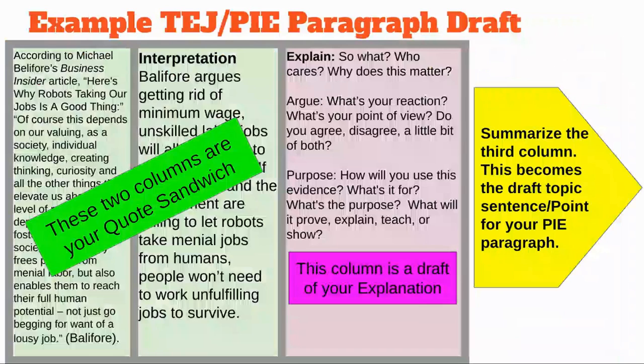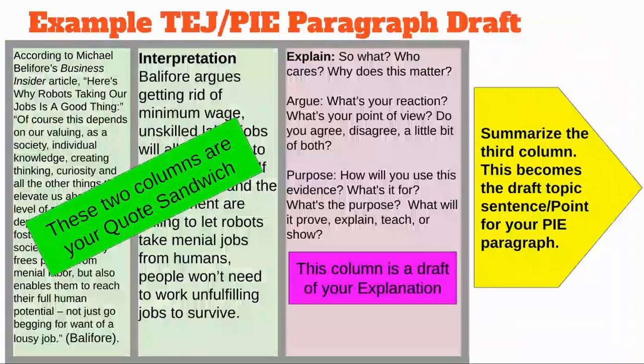Then when you're done, and we'll go over this again later, essentially once you've done all of your triple entry journals for all of your sources, you have now got a draft of your paper. Those first two columns are quote sandwiches, right? Then that third column is your explanation, and the only thing missing is your topic sentence.